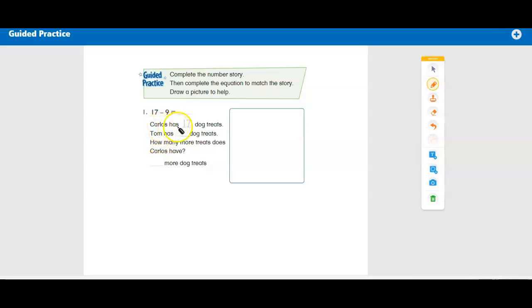It says Carlos has 17, so we'll trace over 17 dog treats. Tom has 9, so we'll trace over 9 dog treats. How many more treats does Carlos have? And it wants us to write our answer in the blank. So Carlos has 17. Tom has 9. We want to find out how many more treats does Carlos have.